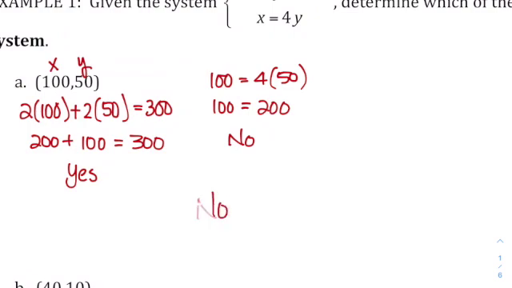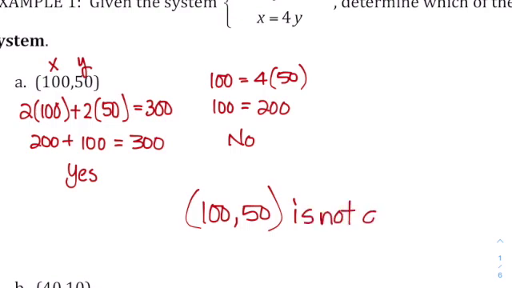Let's write it out properly. So the ordered pair 100 comma 50 is not a solution. I would like you guys to try B and C, check back with the answers, and I will show you the answer I have.